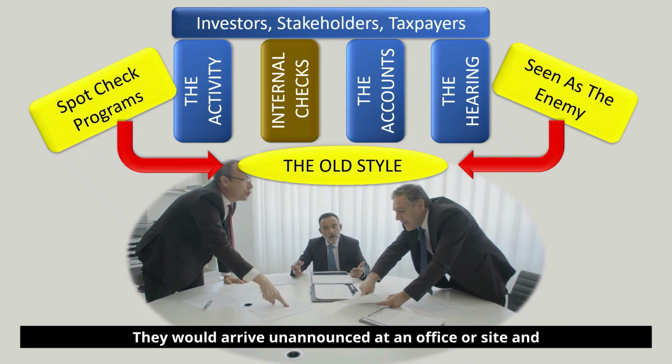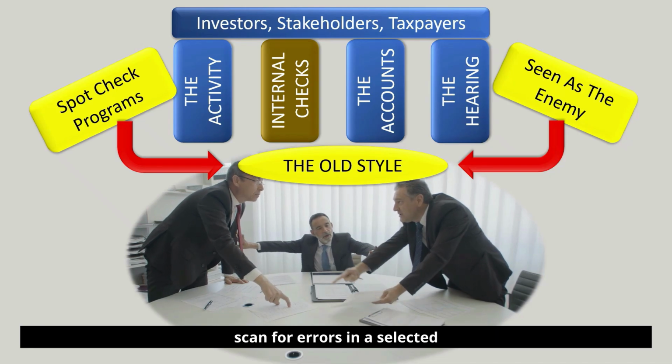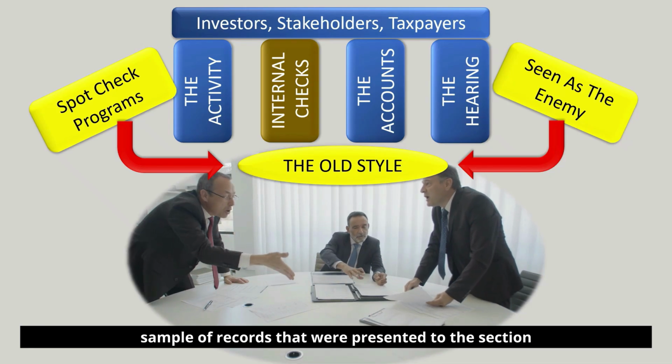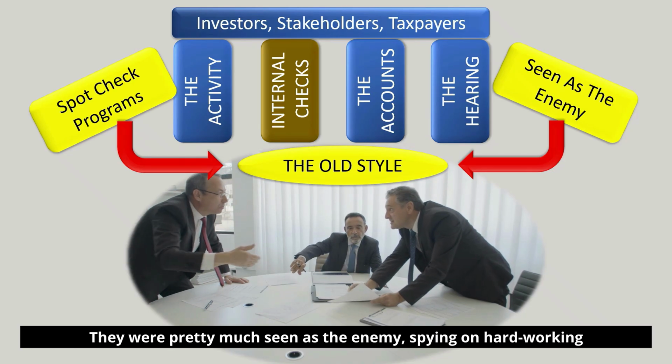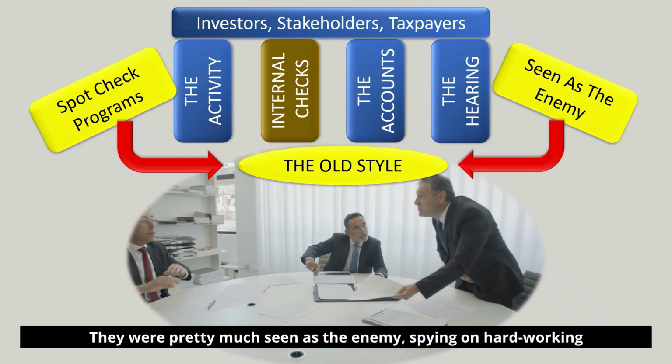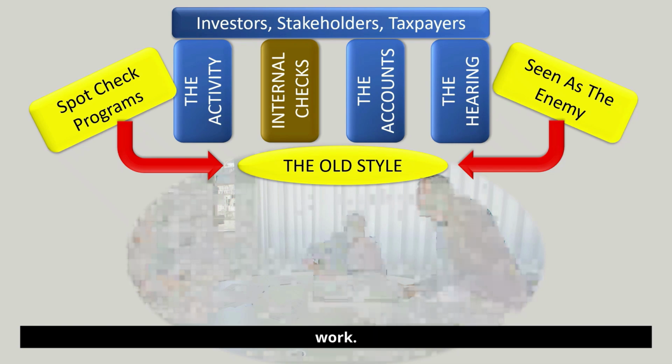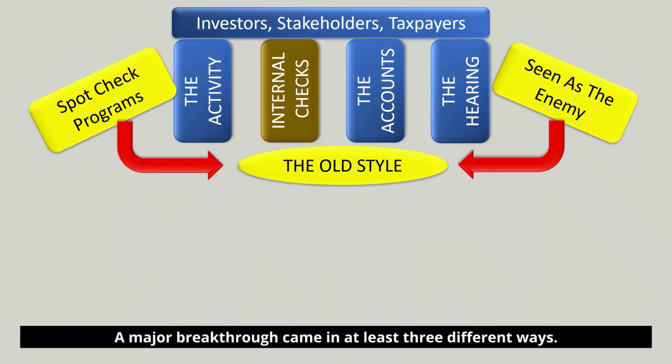They would arrive unannounced at an office or site and scan for errors in a selected sample of records that were presented to the section manager. They were pretty much seen as the enemy, spying on hard-working people and disrupting their work. A major breakthrough came in at least 3 different ways.